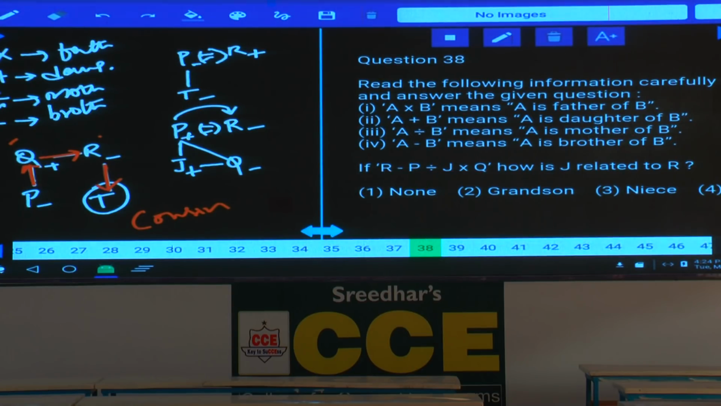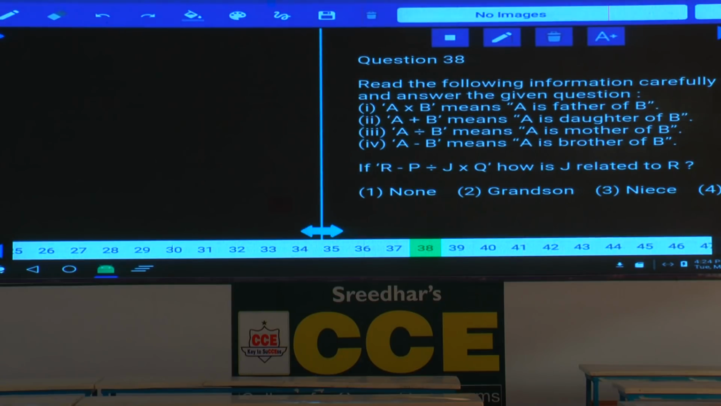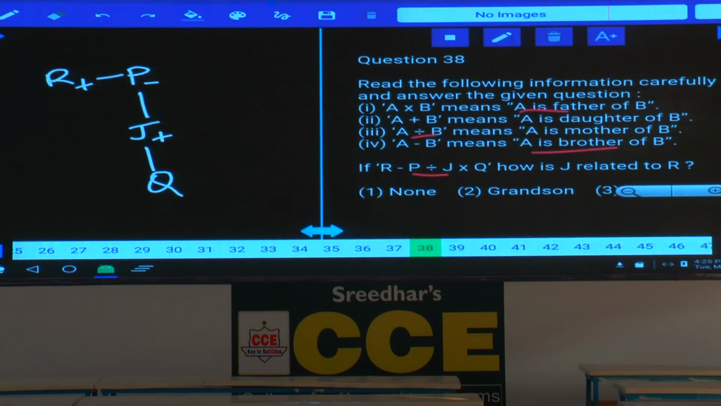Then question number 38. Now in this question, R minus P. Minus stands for brother. R is the brother of P can be written like this. And P divided by J is P is the mother of J. And J into Q, J is the father of Q. This is the information we can have. And how is J related to R?